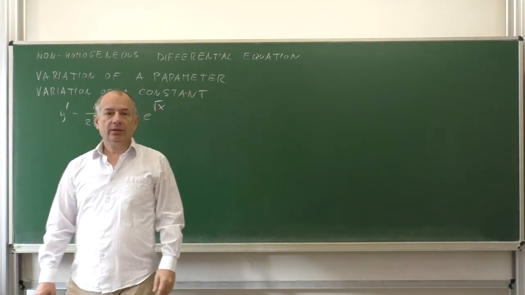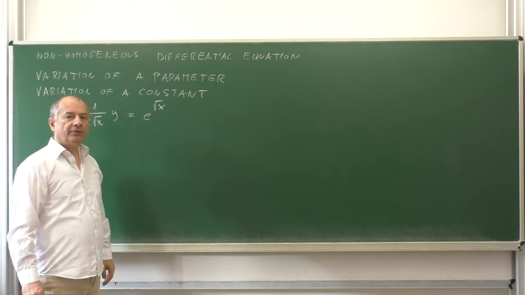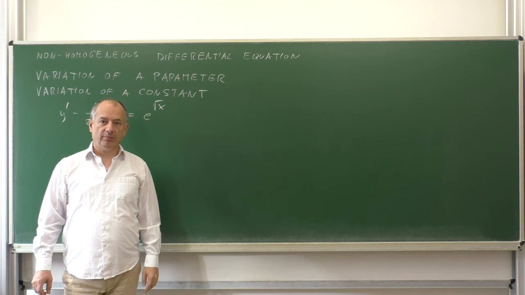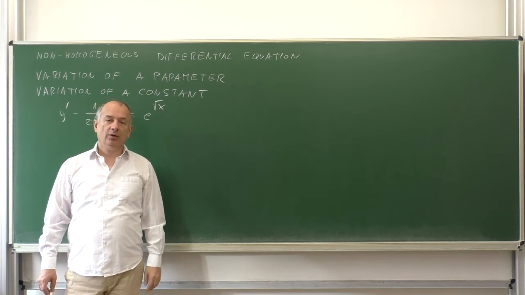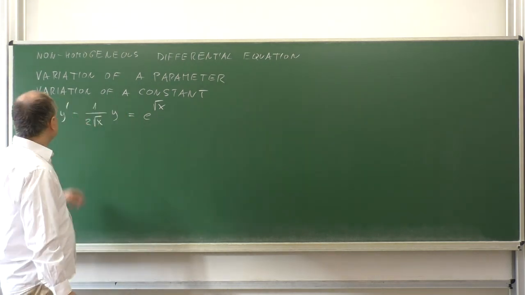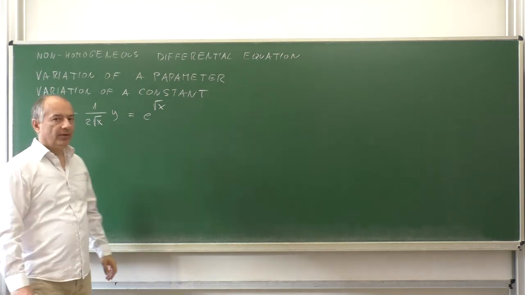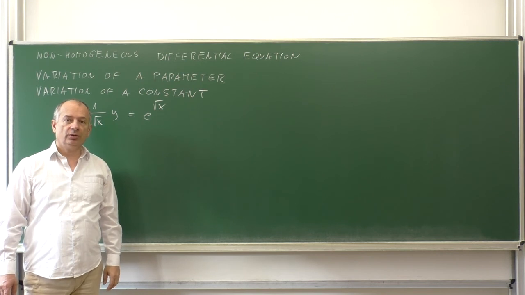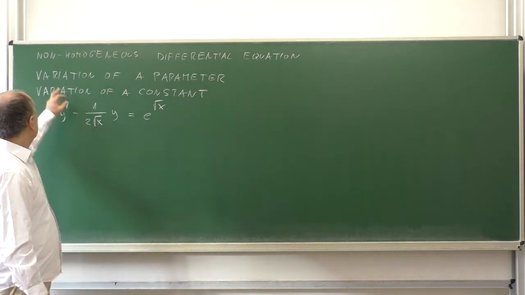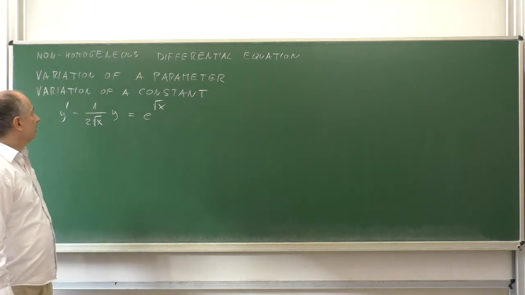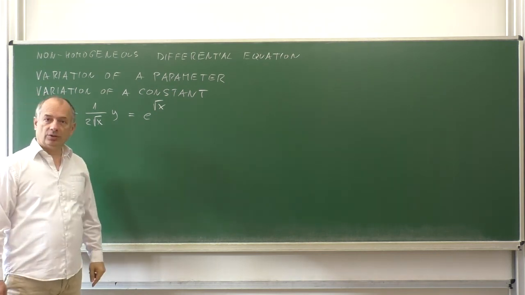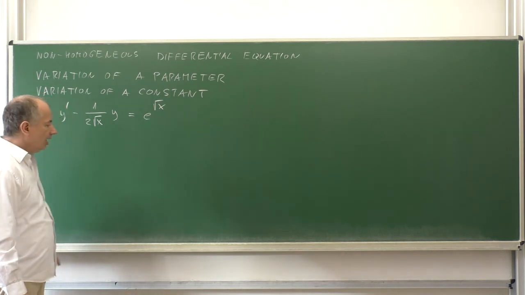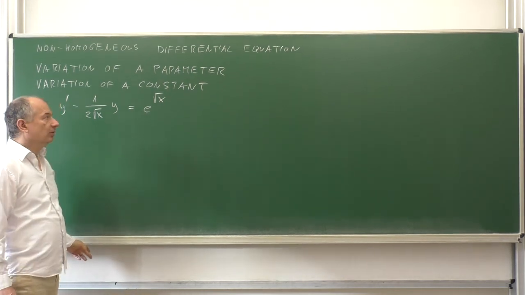We have seen that the homogeneous linear differential equation of the first order can be solved using separation of variables. And now what about non-homogeneous equation? One useful method to solve non-homogeneous first order differential equations is the method called variation of a parameter or variation of a constant. Two names for the same method.